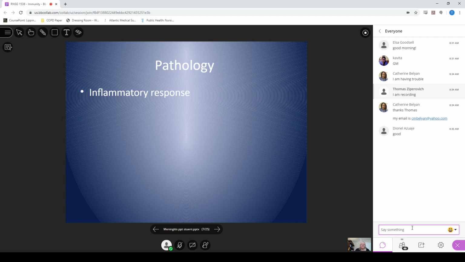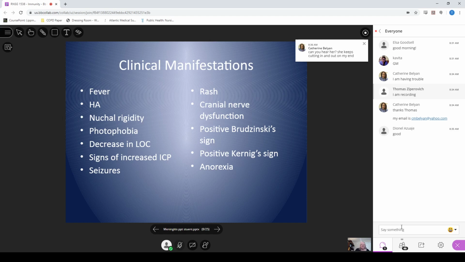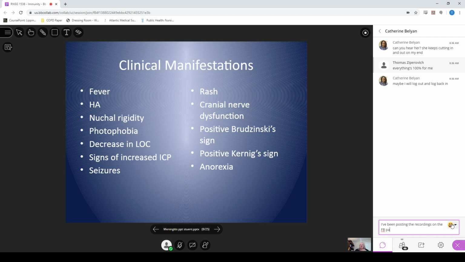Clinically, you're going to see fever, headache, nuchal rigidity, and photophobia. What is photophobia? Aversion to light. Yeah, light sensitivity. Also decreased level of consciousness. We can see signs of increased intracranial pressure, and they may have seizures. Some patients, if they have meningococcus meningitis, may develop a rash that even goes on to purpura, which are the big purple blotches on their skin. They can have cranial nerve dysfunction and a positive Brudzinski sign.